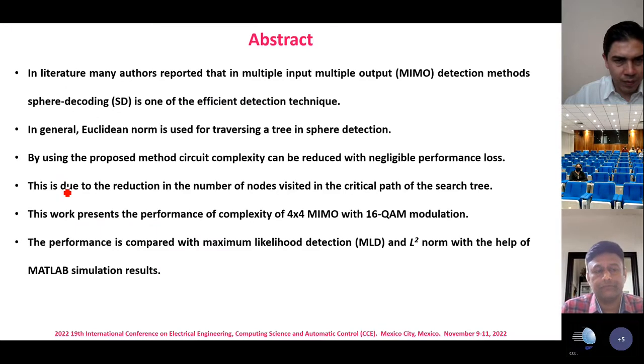Coming to the abstract, in the literature many authors have reported on multiple input, multiple output detection methods, where multiple antennas are used at the transmitting end and multiple antennas at the receiving end, so that you can get high performance and high speed data. And in that also, a lot of detection methods are there.